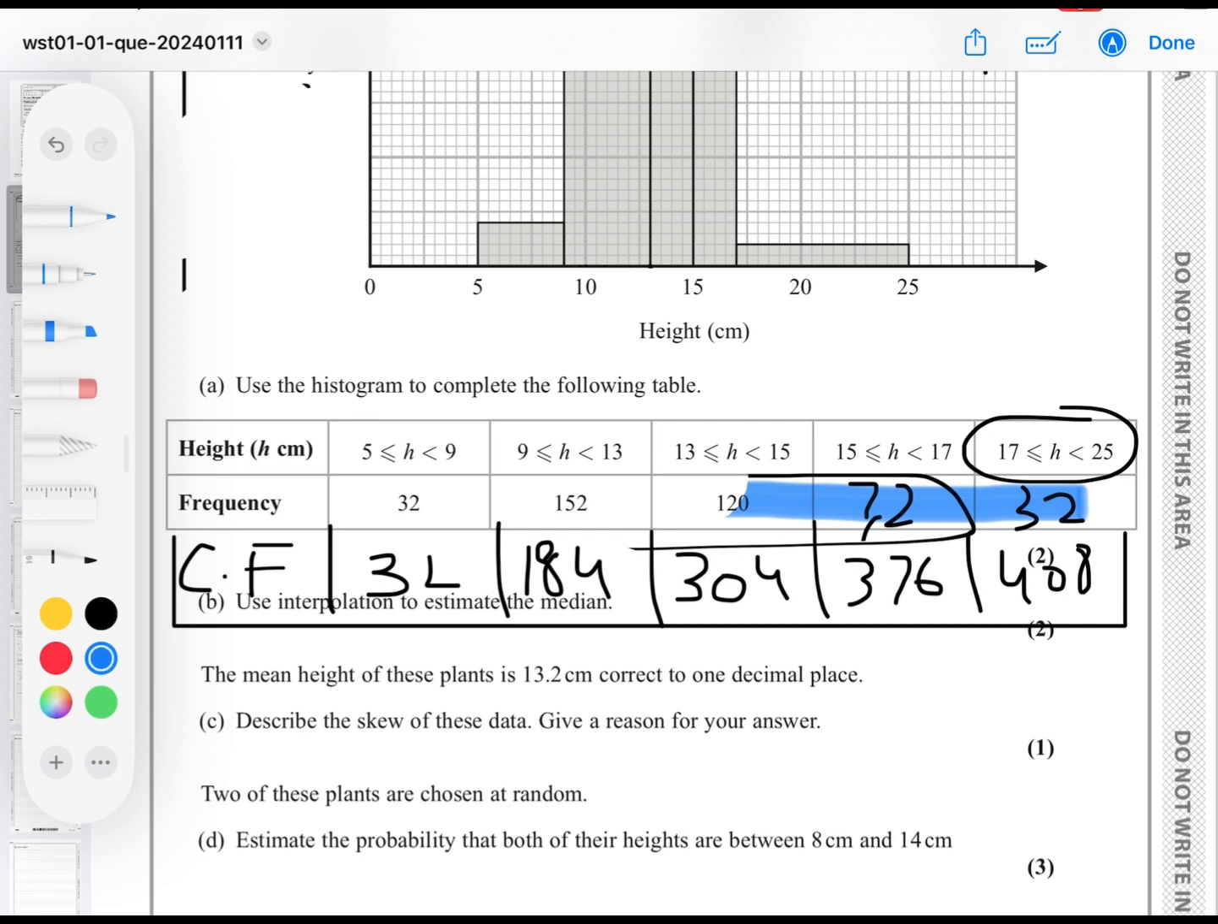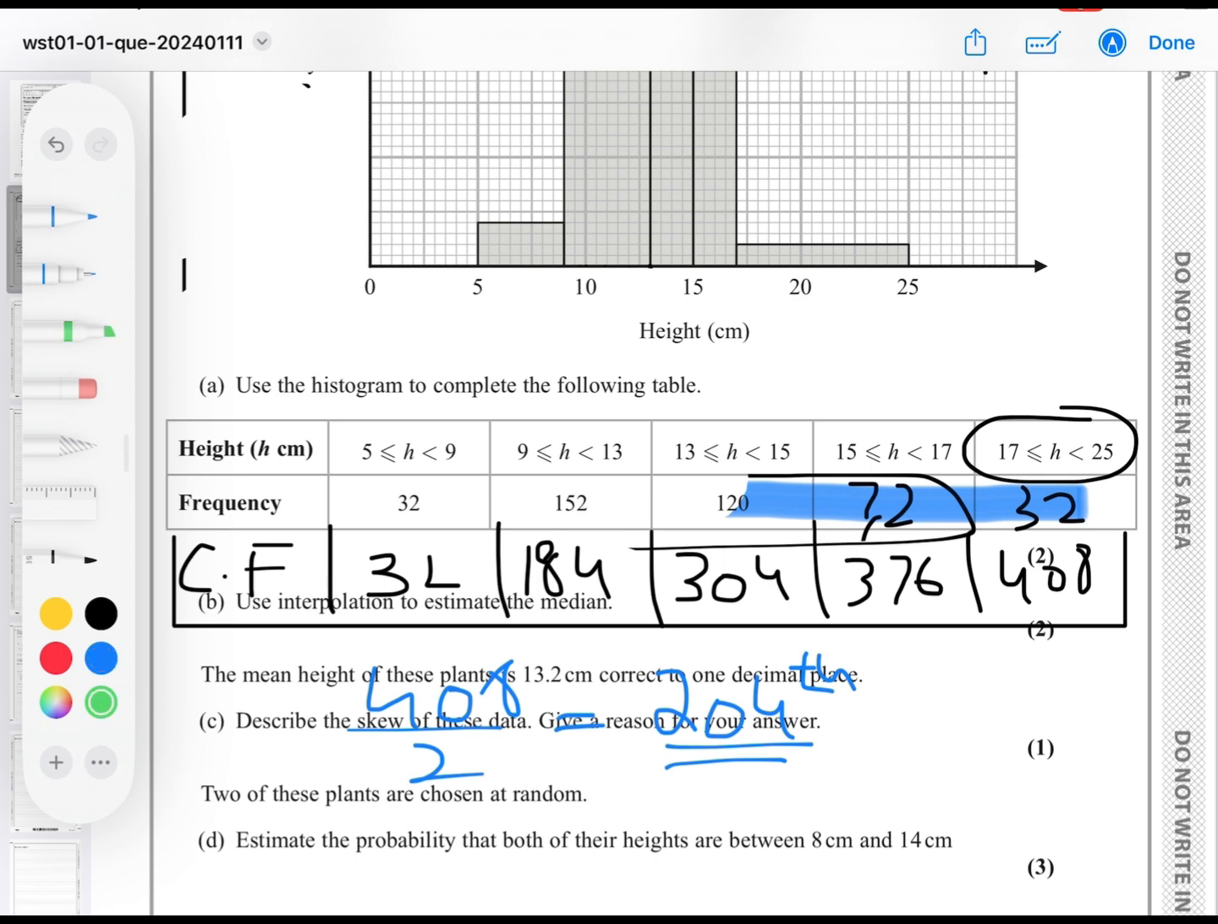So for the median, the total is 408. We will just divide this 408 by 2, since 408 is the cumulative frequency. By dividing the cumulative frequency by 2, we get 204. So now we have to look at which class interval this frequency lies in.